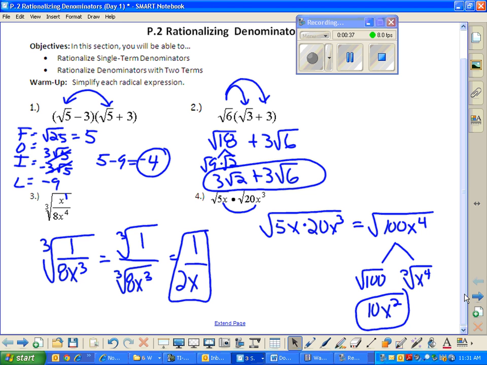But for number 1, your answer there is -4. Do you need a copy? There's extra copies in the back. Help yourself. You could just rip out the page you need.